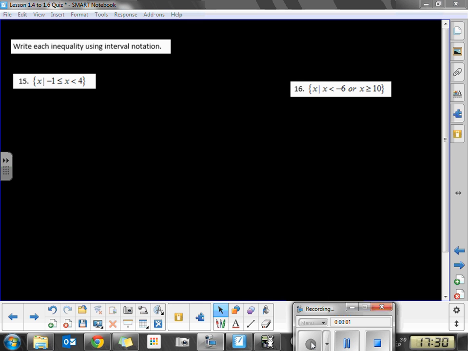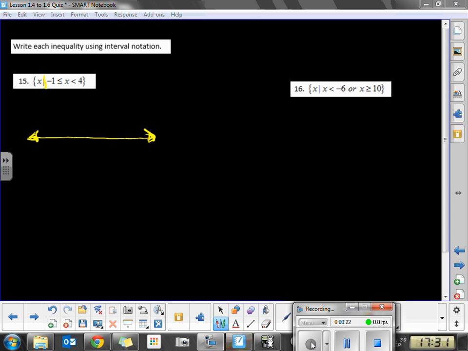The last two problems asked you to put your inequality in interval notation. I recommended that you graph each of these on the number line first and then go into interval notation, since interval notation is the newest information. So if I'm doing that, I want every number. This says the set of x such that. This bar means such that.